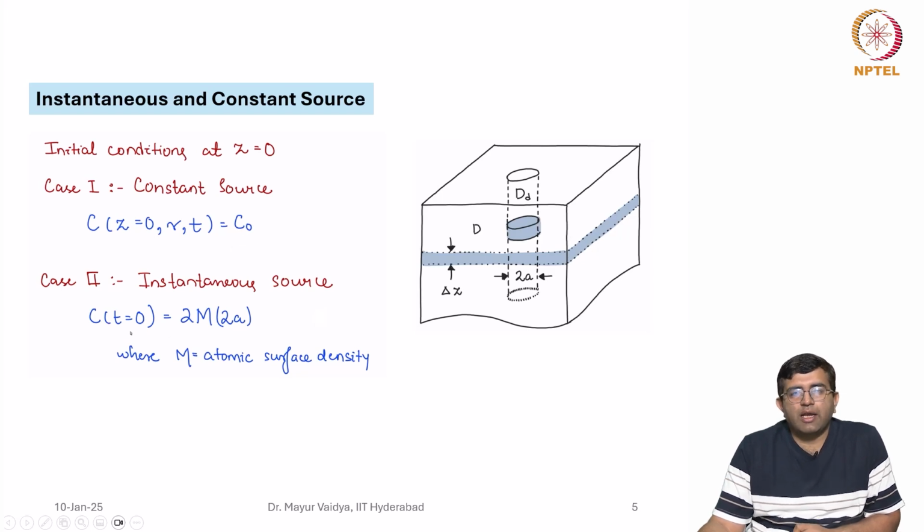Whereas for the instantaneous source, initially it will be equal to a certain amount, which is represented by m. So, it is 2m into 2a is what is written, and m is the atomic surface density.